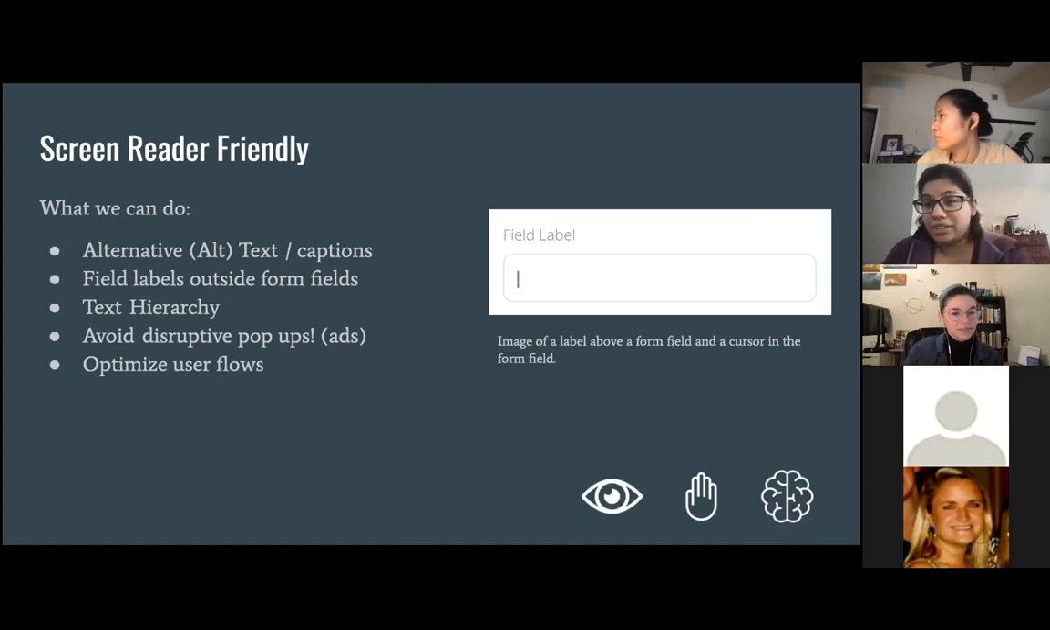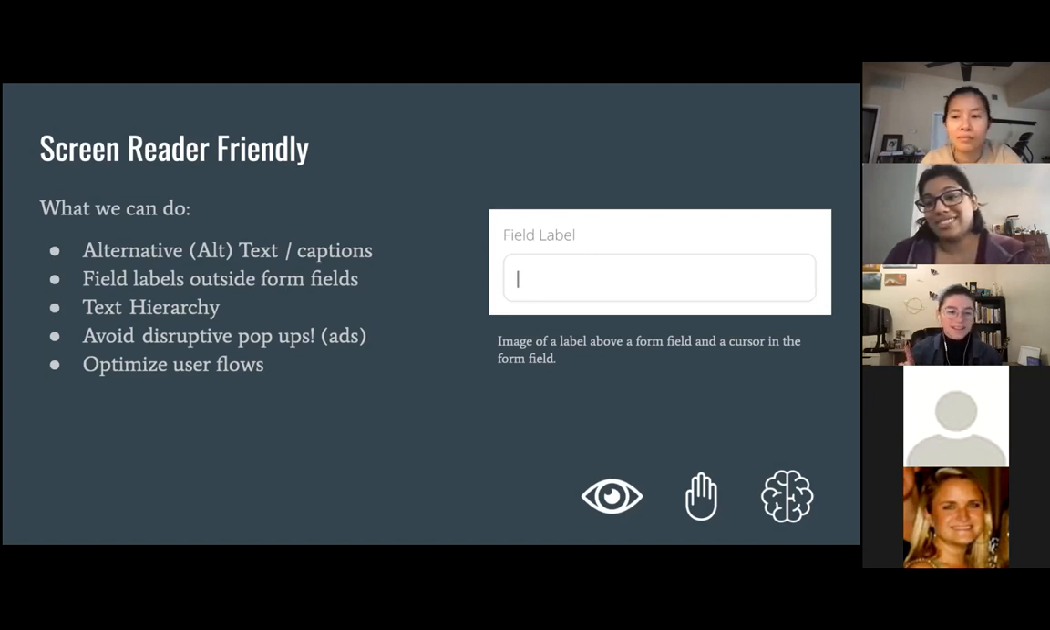Again, text hierarchy is really great for screen readers. It's great for everyone. Just use great text hierarchy everywhere, always. Pop-ups, this is going to be a harder conversation with our clients, but pop-ups and ads are super, super disruptive. If you're scrolling down a page and a pop-up randomly appears on your website, that forces the screen reader to reload the page and scroll back up to the top. So anybody who is relying on a screen reader is going to get really frustrated and leave. They're just going to find another website that does the same thing without the disruptive ads popping up.